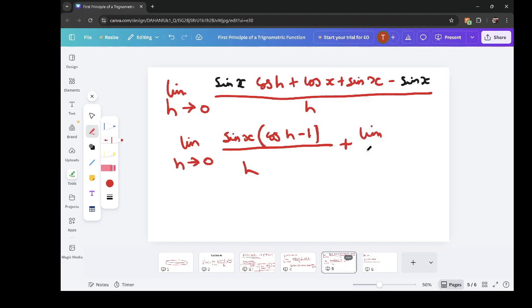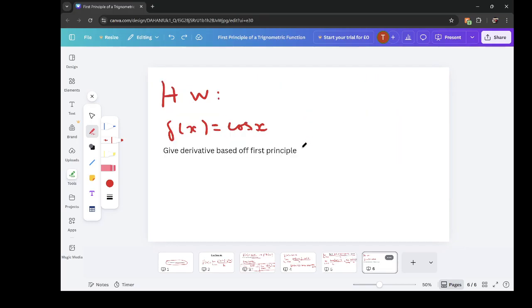So the limit as h approaches 0 of sin h cos x over h. We've done nothing different. We've only pulled this out from this and this. We've grouped these two together, this brother and this brother. We've grouped these two together and pulled out the sin x, and then we put a plus sign in the middle. This is the same as this. We've just grouped them two together. Okay?